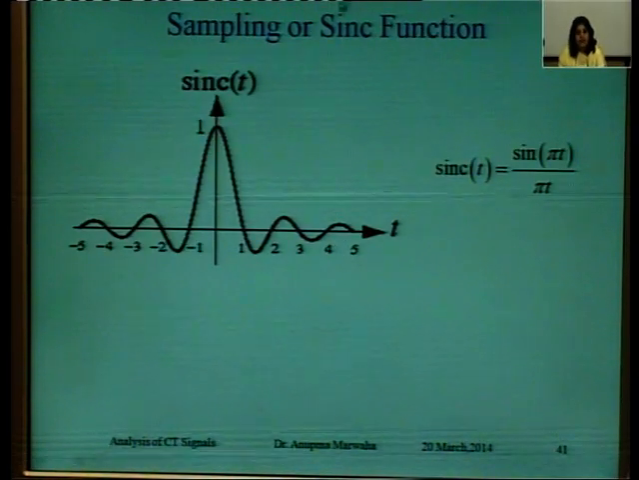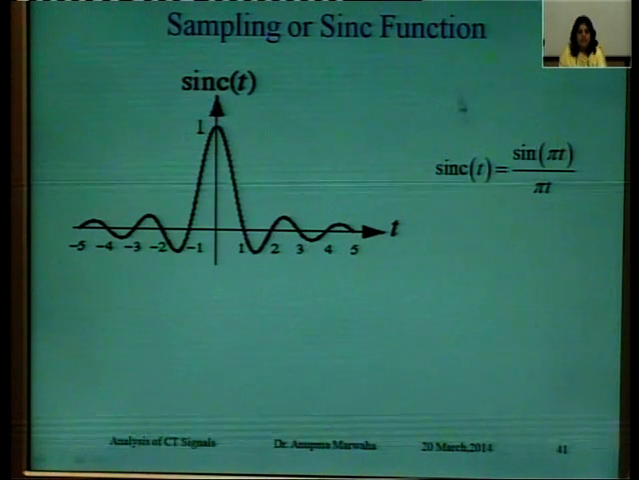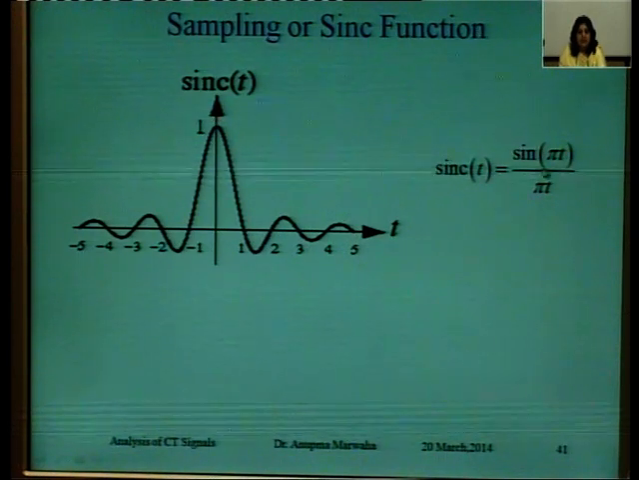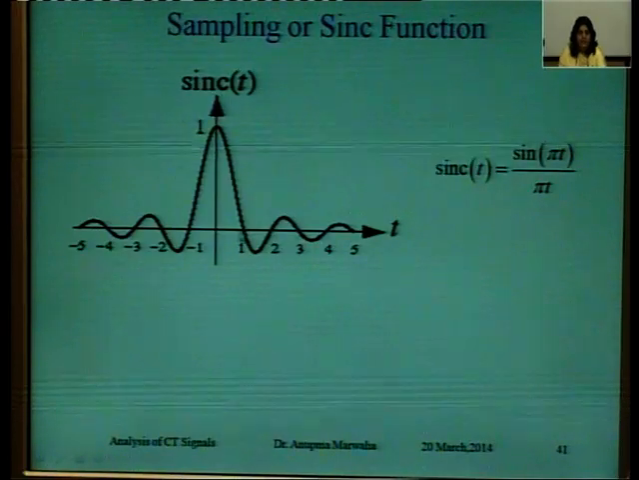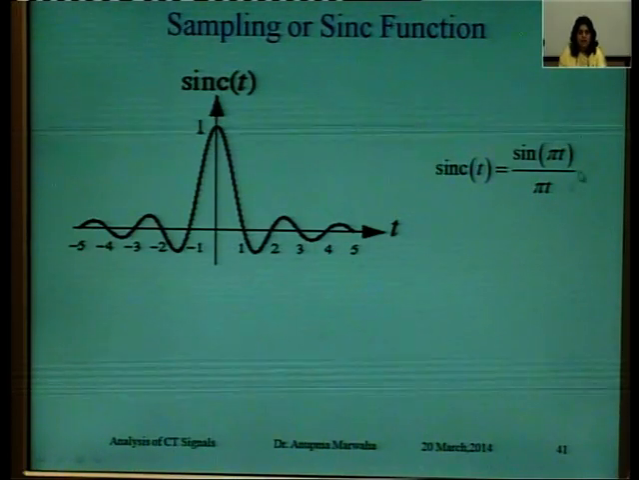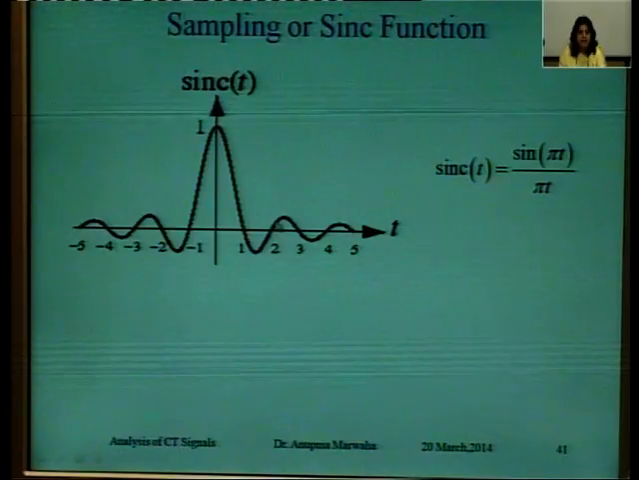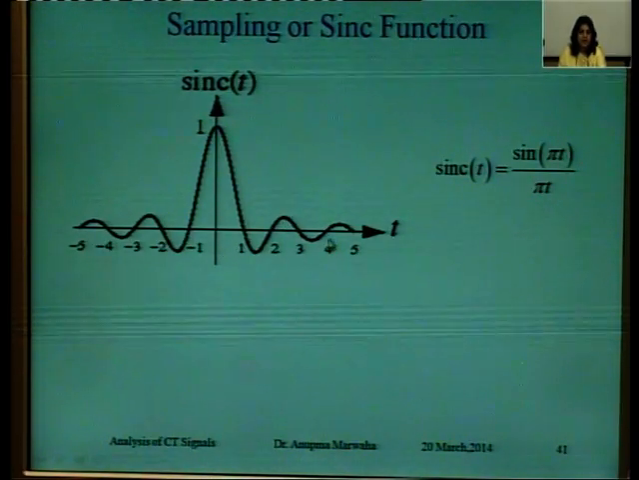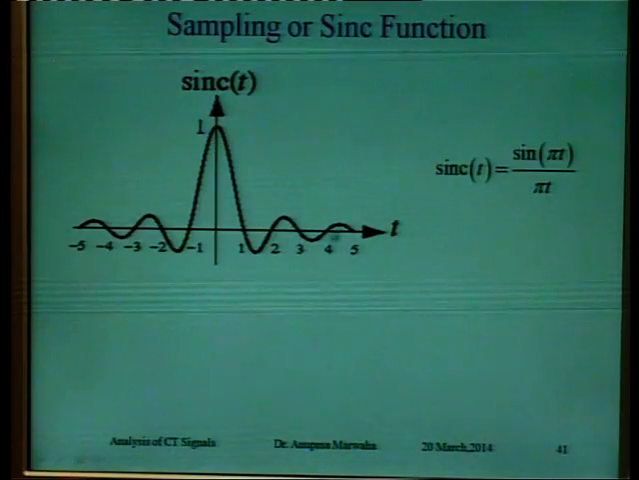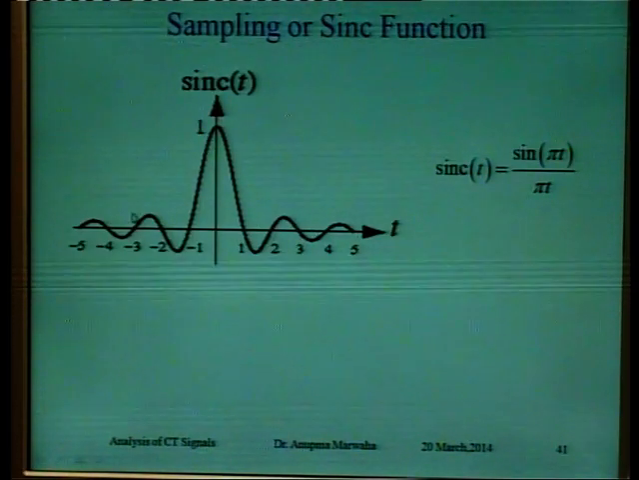The next function is called the sampling function or sinc function. This is basically sin pi t by pi t. It is a sinusoidal function whose peak amplitude reduces with increasing value of t. As the value of t goes on increasing, the peak amplitude of the sine function goes on reducing.